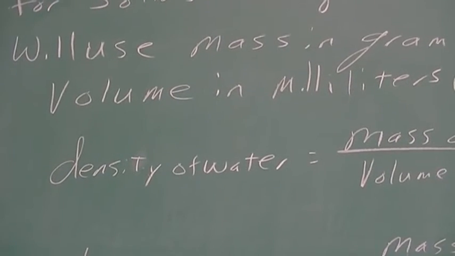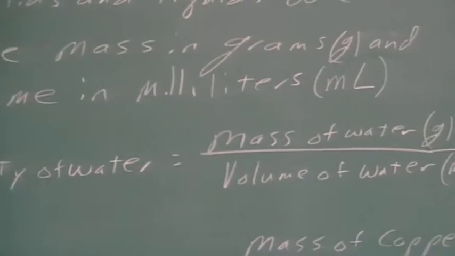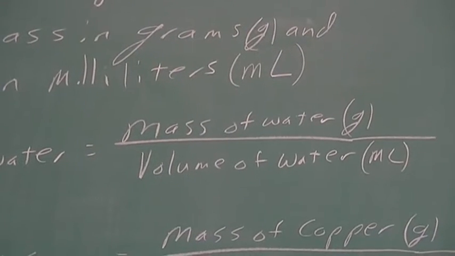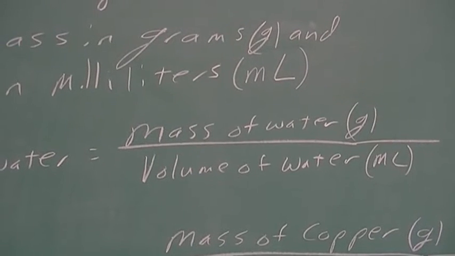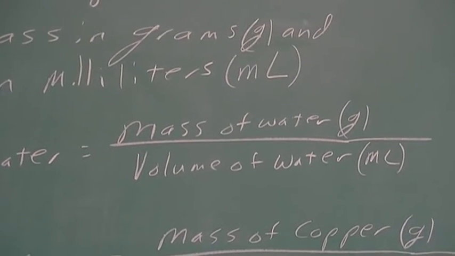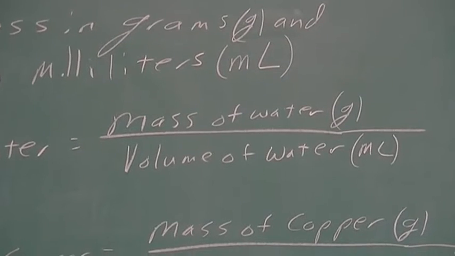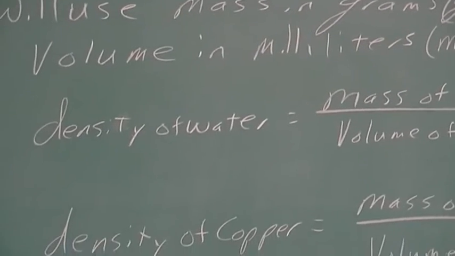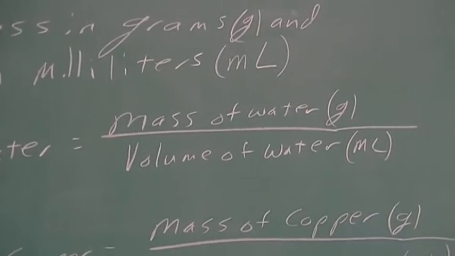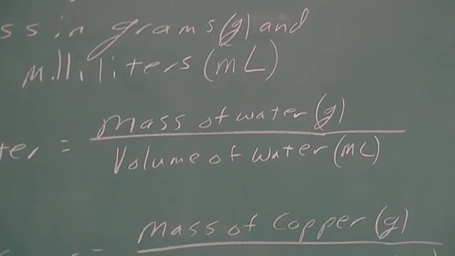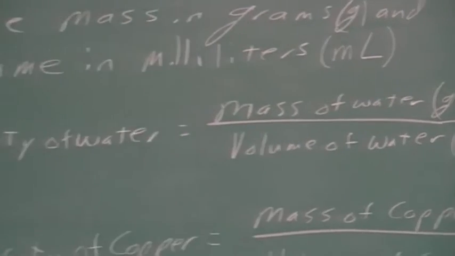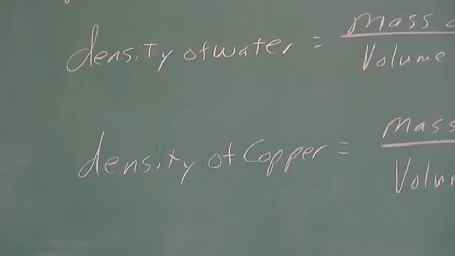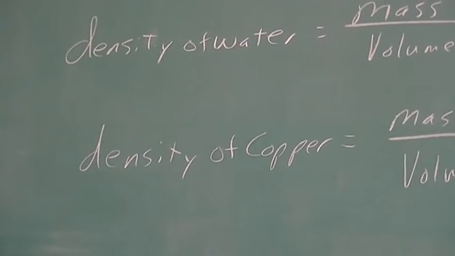In order to find the density of water, we're going to run an experiment to find the mass of water in grams, and we are going to find the volume of that same water in milliliters. And when we take the mass and divide by the volume, we will get the density of water. Again, we want the mass of just water, the volume of just water, and that is going to give us the density of water.